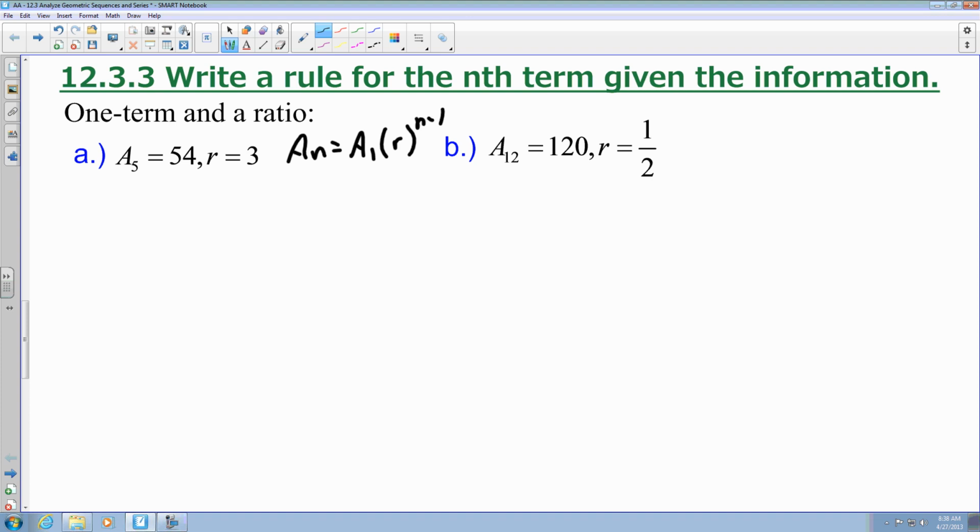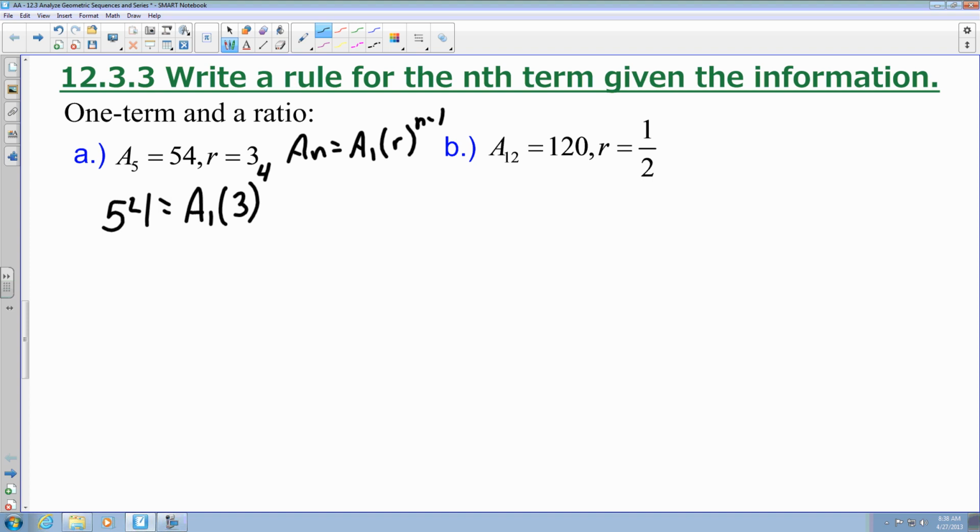So we know that a sub 5 equals 54, so I can write out 54 equals a sub 1, because I don't know what that is, times r. I know what r is, that's going to be 3. And then it's to the n minus 1 power. Well, n in this case is 5, so I can say that this is going to be to the 4th power.